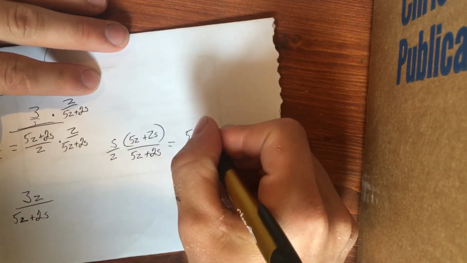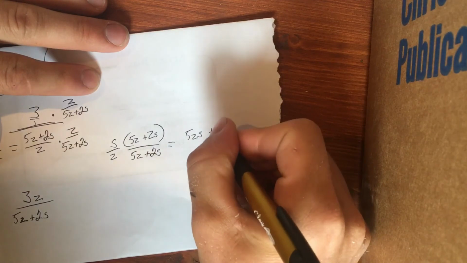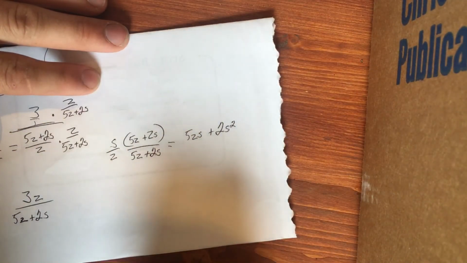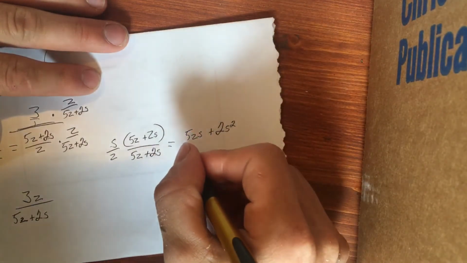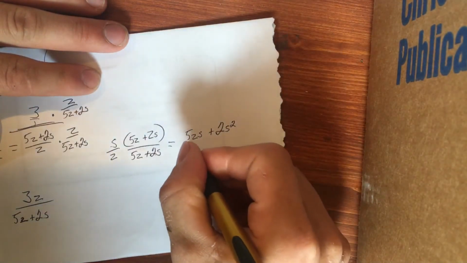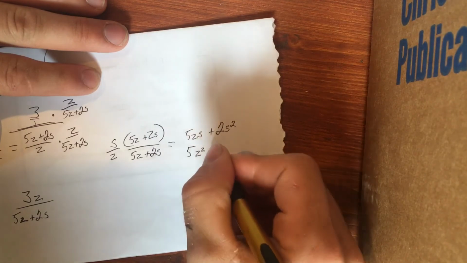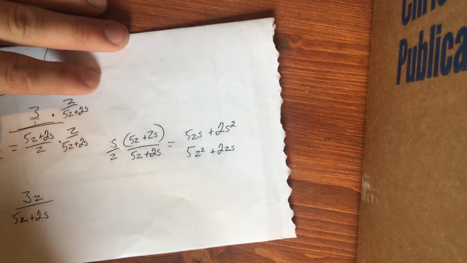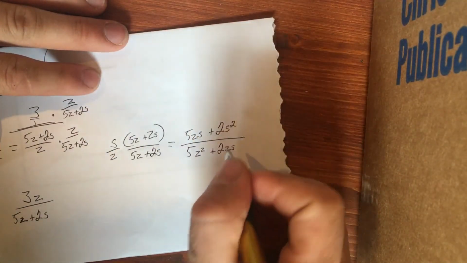5zs plus 2s squared. Man, it's scary. And 5z squared plus 2zs. Oh, and I'm hating those z's and s's.